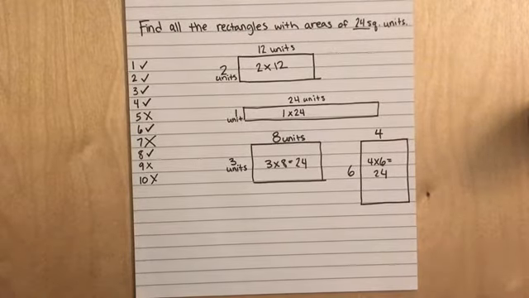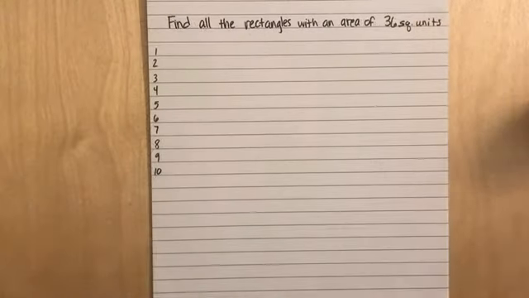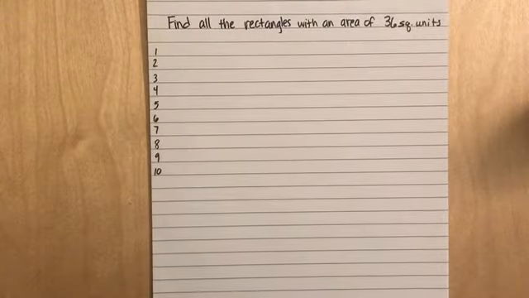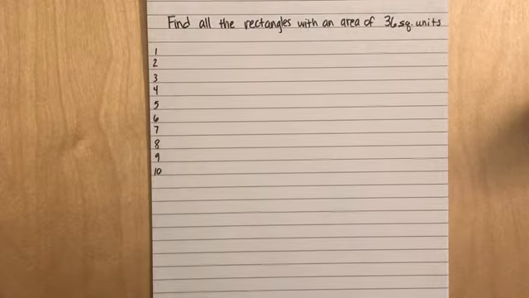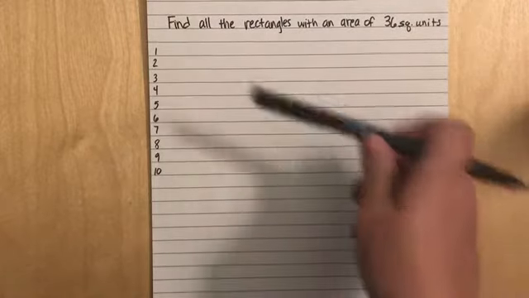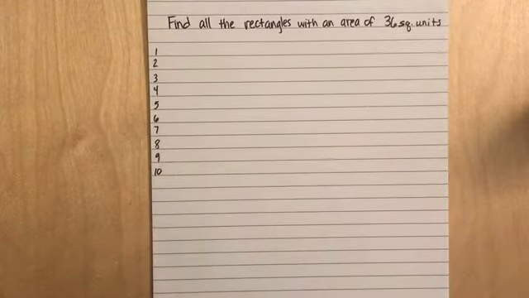So now I know that I probably have all of the rectangles possible. So let's go ahead and try another one. Okay, I want you guys to go ahead and try this one on your own. Find all of the rectangles with an area of 36 square units that you can. Use your strategy using your list, press pause, and press play when you're done.